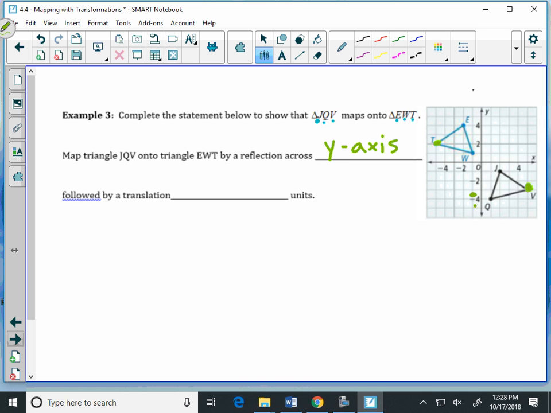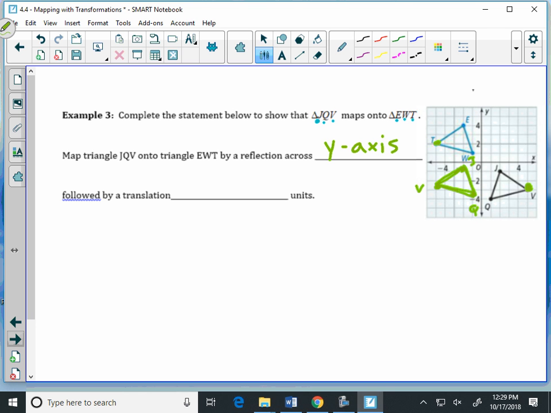1, 2, 1, 2. 1, 2, 3, 4, 5. 1, 2, 3, 4, 5. Okay. So now they're oriented in the same direction. These are pointing in the same direction, those are pointing in the same. It's oriented the same way. We just need to do our translation. We just need to slide.